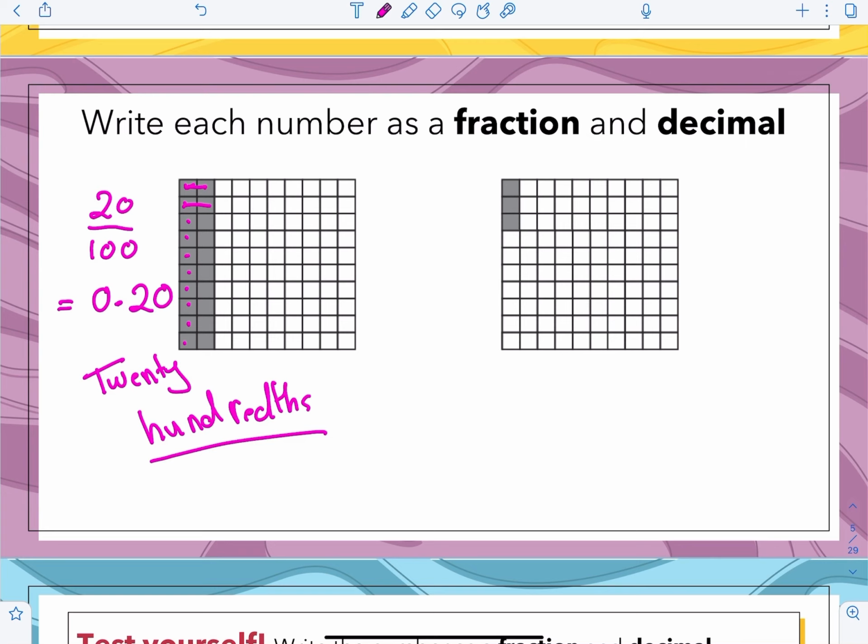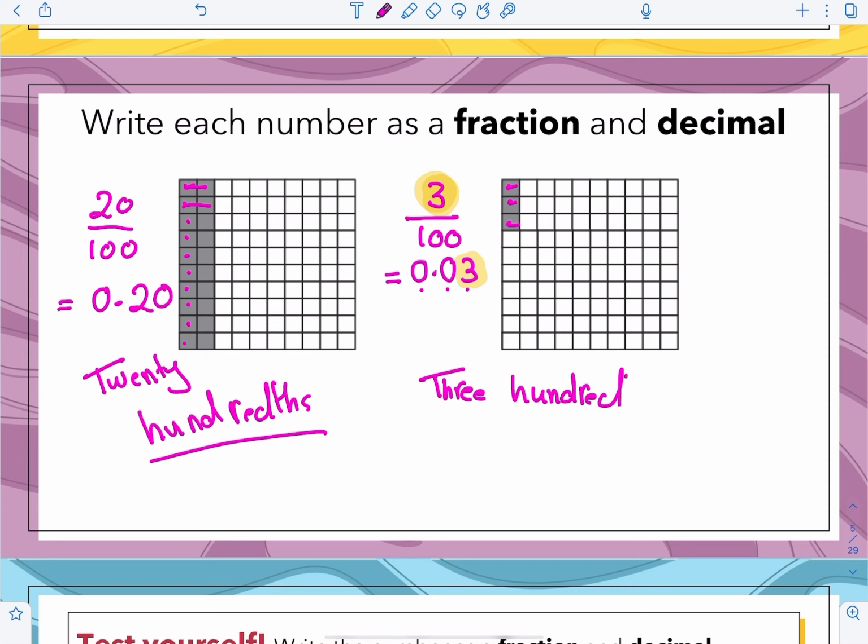Let's try to do the other one. Here I have 1, 2, and 3. I have here only 3 parts, 3 shaded parts out of the 100. So in decimals, this is going to be 0.03, and focus on that one because I have here only one number, which is the 3. And I must add that to the hundredths place. So this is going to be as 0.03. In words, I'm going to say this is 3 hundredths. So 3 hundredths is that number.